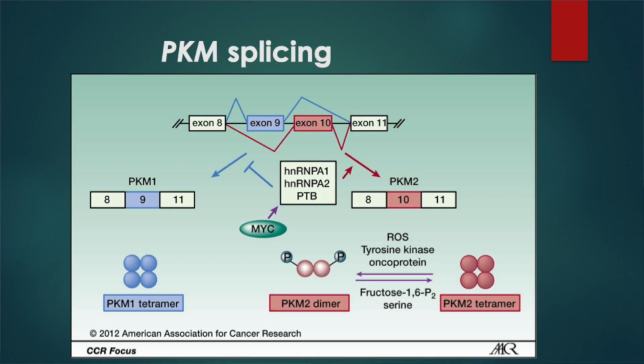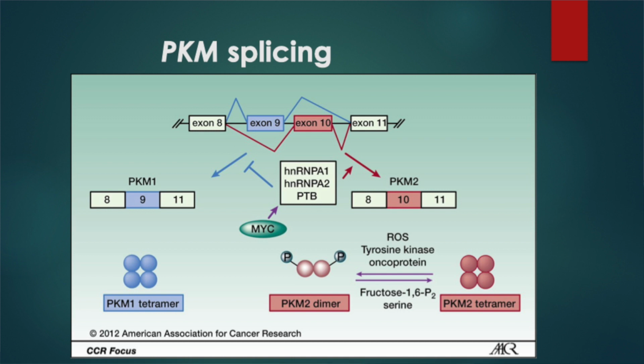So PKM1 is produced by the joining of the exons 8, 9 and 11, as you can see from the cartoon, and PKM1 exists in the form of a tetrameric protein and it is active. But PKM2 is produced under oncogenic conditions. So whenever there is an expression of oncogenes, which are genes that increase the activity of cellular division, they also promote the occurrence of cancer.